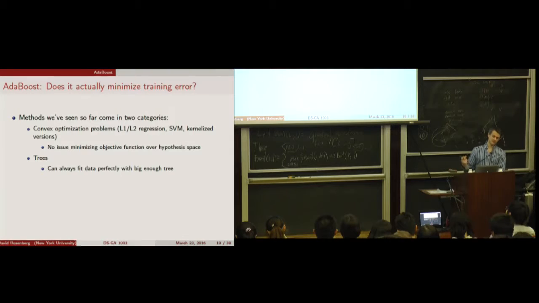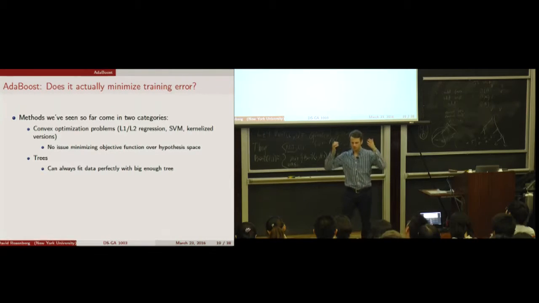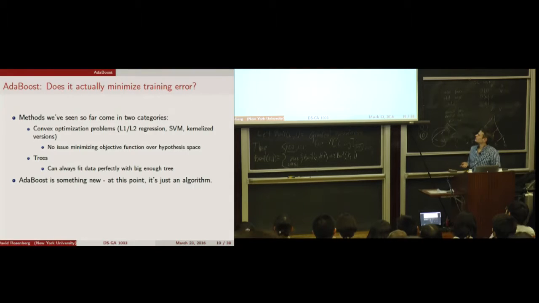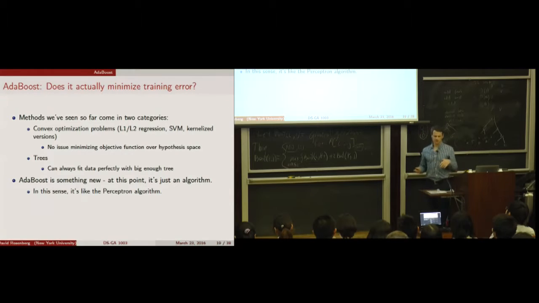And then we had trees. In trees, we knew what we wanted to do, we just didn't know algorithmically how to do it exactly, so we described this kind of heuristic process of building a tree out and then trimming it back, which people find works pretty well. You're choosing something from the hypothesis space of trees. There's no proof. In fact, we don't know how to actually find the best tree. But anyway, we have an algorithm for optimizing the trees. I was making a different point in that bullet, but that's okay. So AdaBoost is something new. It's just an algorithm, that's what I mentioned earlier. So it's kind of like the perceptron algorithm.